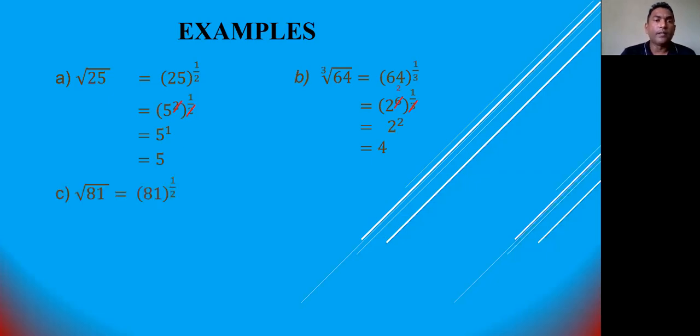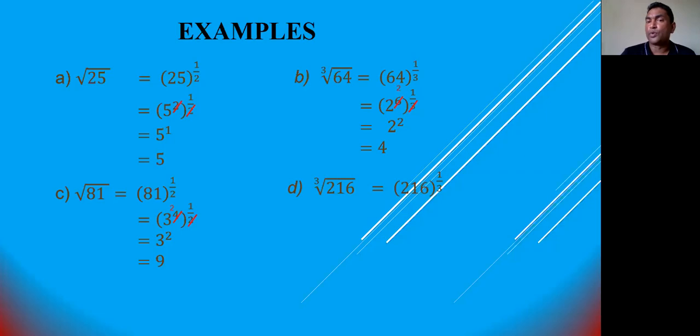Third example, 81 power half. That is, square root of 81 is the same as 81 power half. So 81 power half is the same as 3 power 4 power half. That is, we have written 81 in index form, it becomes 3 power 4. Multiplying 4 by half, you're going to obtain 2. So here we have 3 power 2, which is of course equal to 9. Here you will notice that instead of writing 81 as 3 power 4, you can also write 81 as 9 power 2. And then you will be left with 9 power 2 power half. Multiplying 2 by half, it is 1. 9 power 1 is, of course, 9.